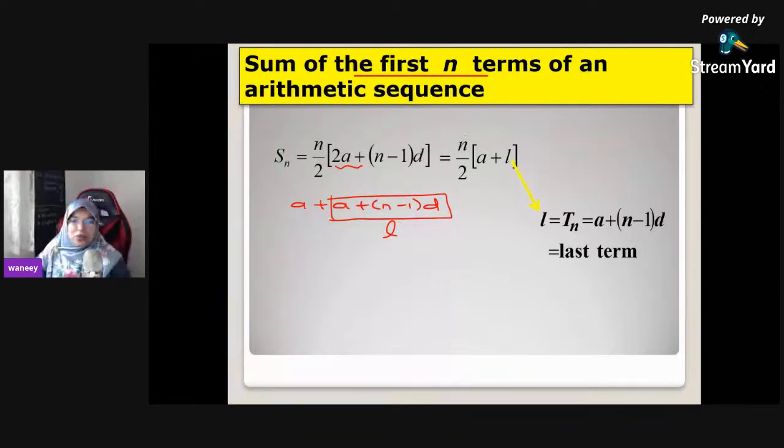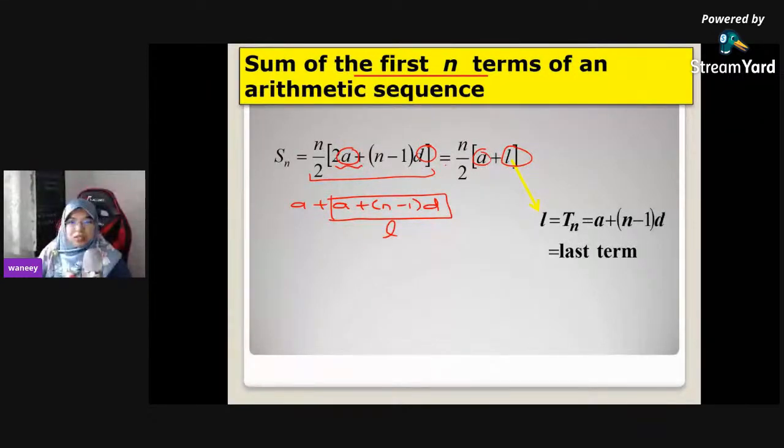So if let's say we do know the value of the first term and the last term, normally we have to use n over 2 times (a plus l). That will be easier. If you don't know the value of the last term and you simply know the value of the first term and the common difference, normally we are going to use the first formula. So this one is when you know the first term and the common difference. The second formula is when you know the value of the first term as well as the last term.